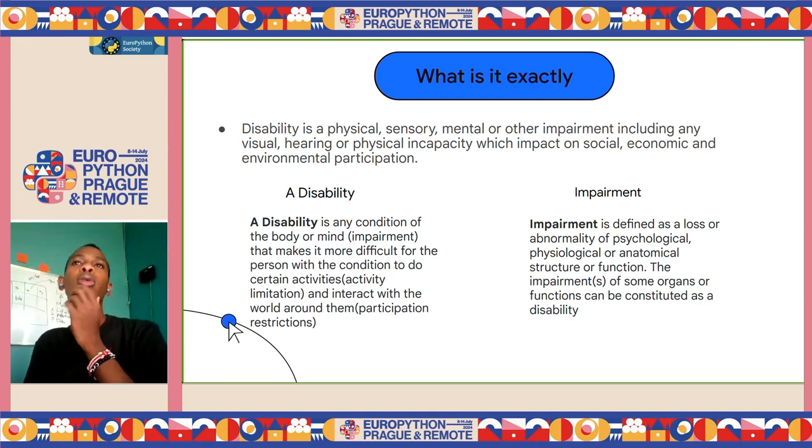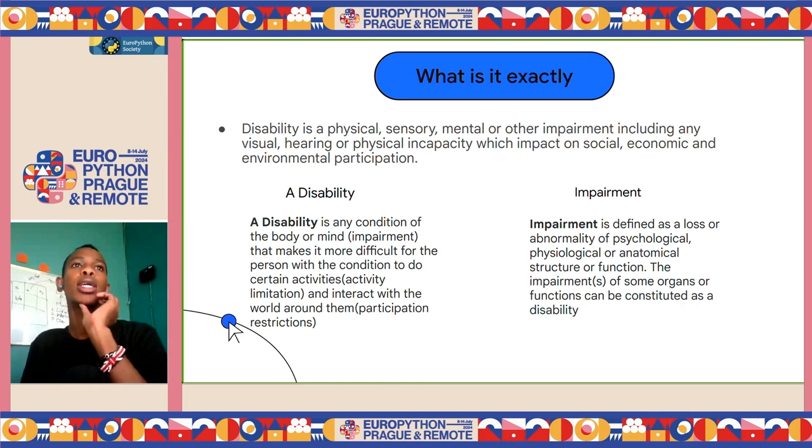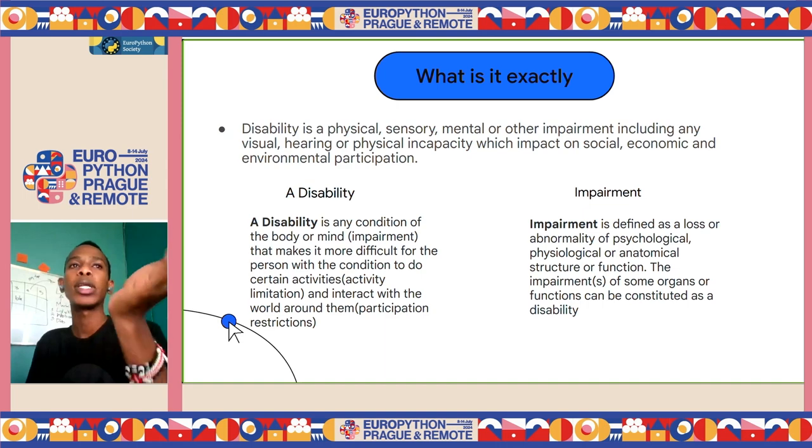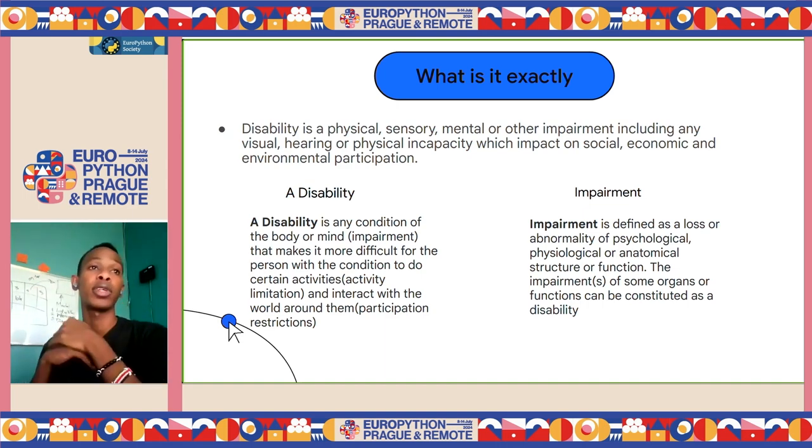So we'll start by looking at what exactly is a disability and an impairment. I'm always confused, but they come hand in hand. A disability is any physical, sensory, mental, or other impairment, including visual, hearing, or physical incapacity, which can impact the social, economic, and environmental participation of an individual. So you're not able to participate fully in some activities because of a specific incapacitation from your end.